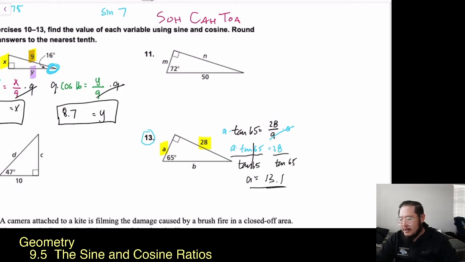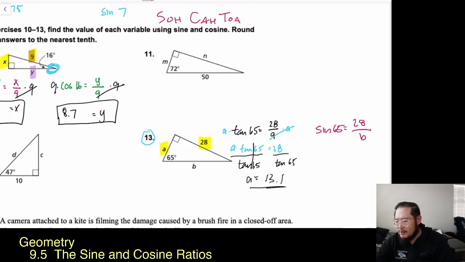So then how about B? Well, side B is the hypotenuse and 28 is opposite. So which one has opposite and the hypotenuse? That will be sine. So for this one, we could find the sine of 65. SohCahToa: opposite is 28, hypotenuse is B. And so let's solve for B.